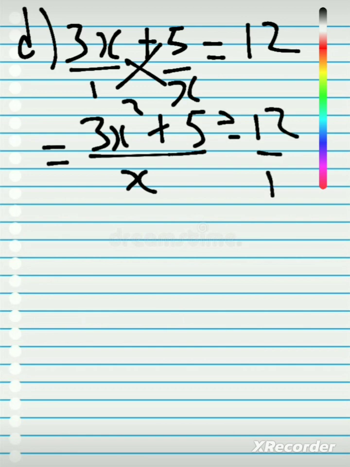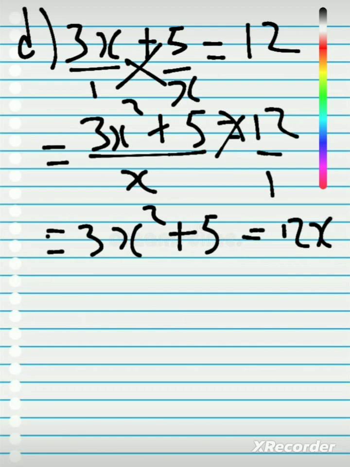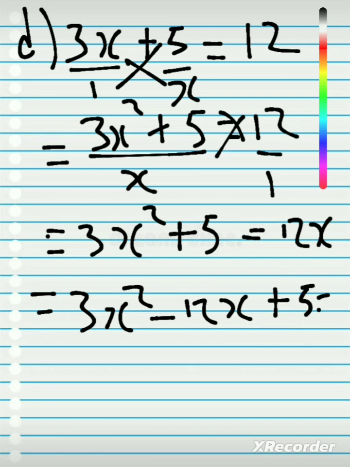Then we can cross multiply. It's going to be 3x squared plus 5 equals 12x. We can rearrange them. We're going to have 3x squared minus 12x plus 5 equals 0. So 12x, I've taken to this side, but I've put it in the middle with this negative. Since it's positive to become negative, I've put it in the middle because it's supposed to be in the middle.